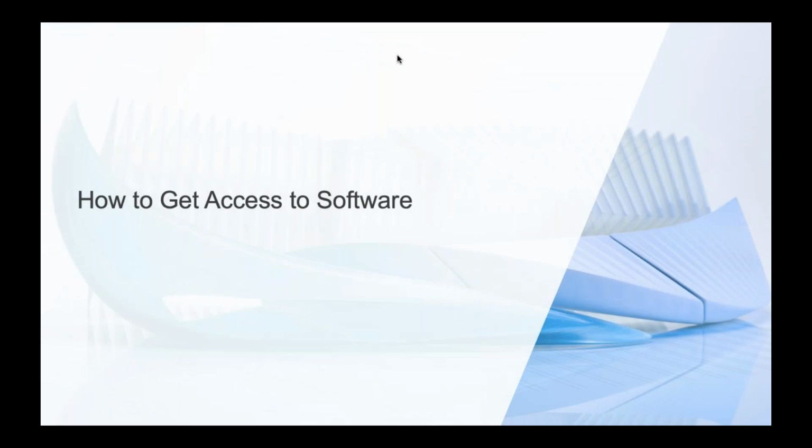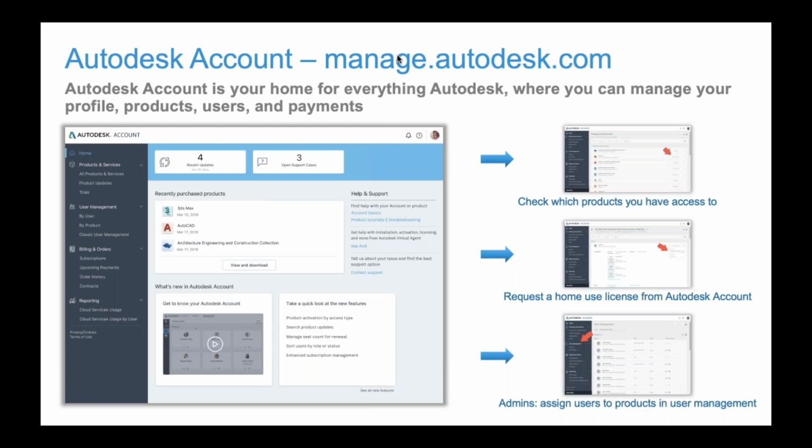I want to start with a quick recap on how to get access to our software. The best way to do that is through your Autodesk account. This is a single destination where you check the products that you already have, because very often you have something that you have never tried, and you've always had the entitlement to use it. If for some reason you don't have the right license at home, you can request a home use license from the same place. And if you are a company administrator, this is the place where you can assign users to certain products or entitlements. One place to go for anything about entitlements to Autodesk software.